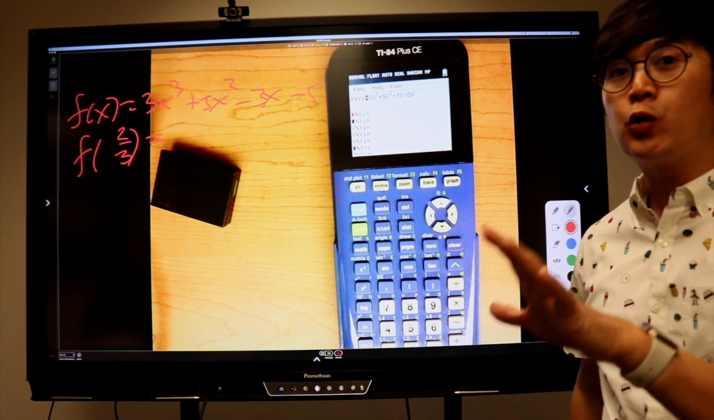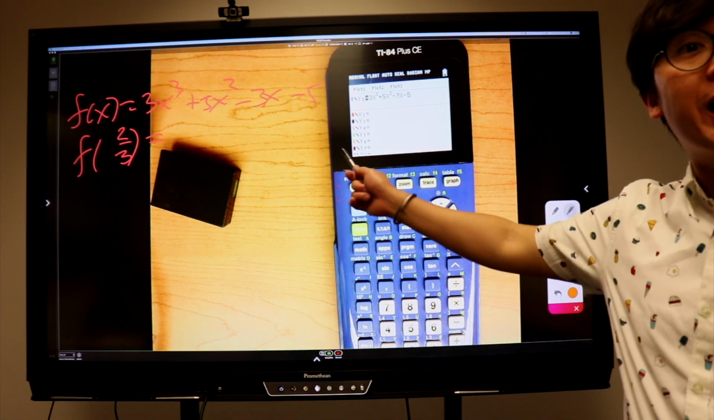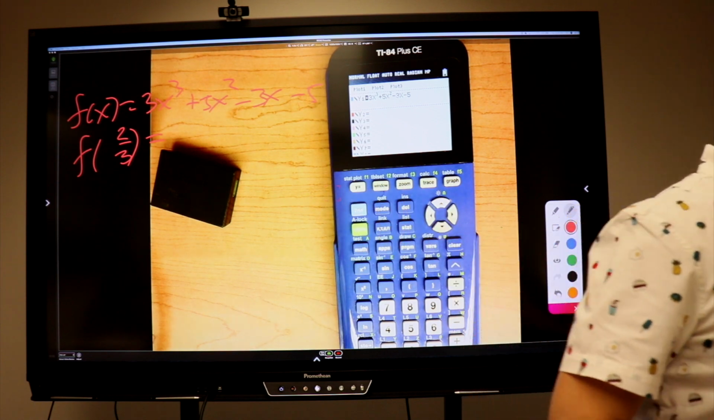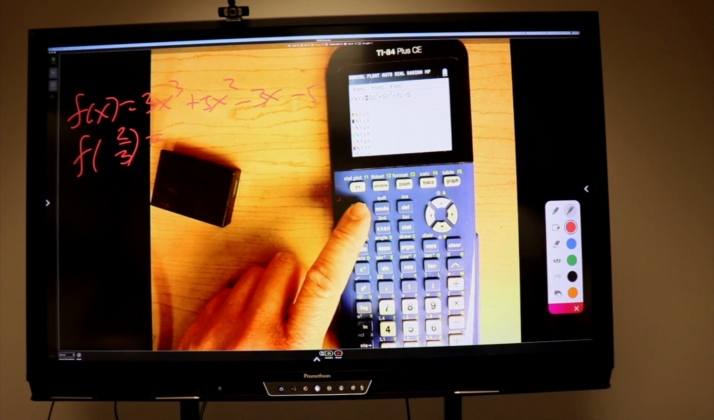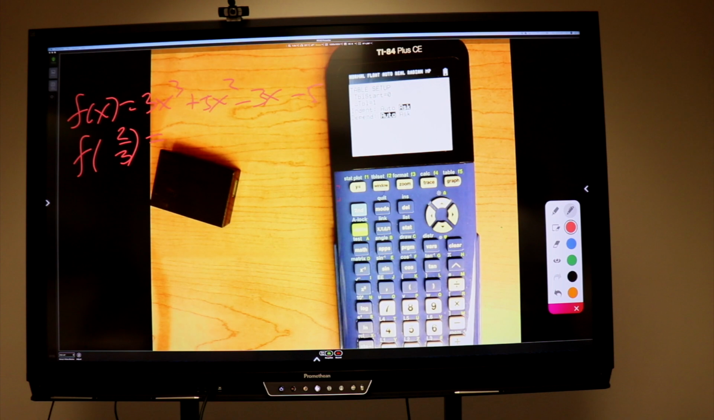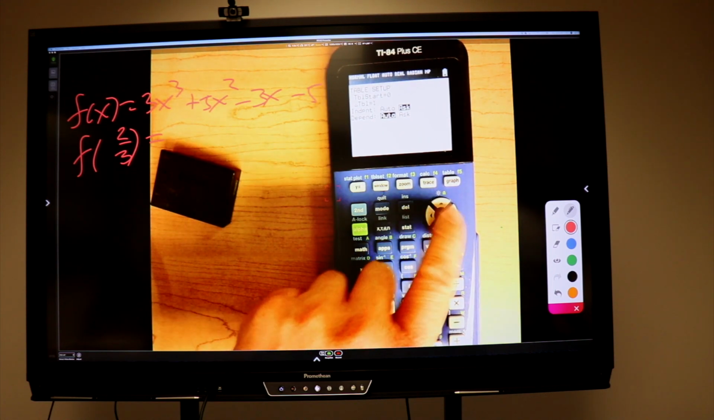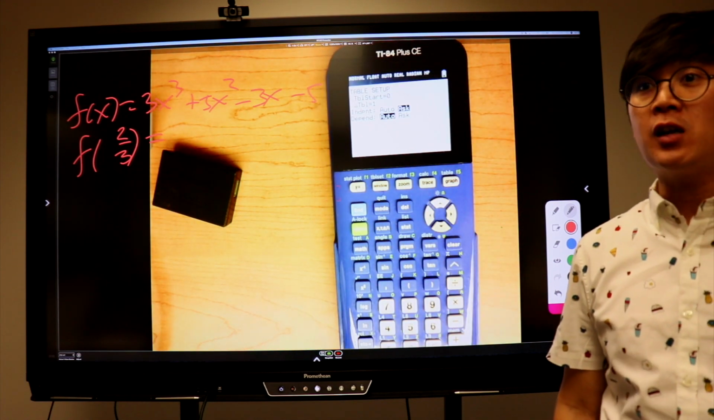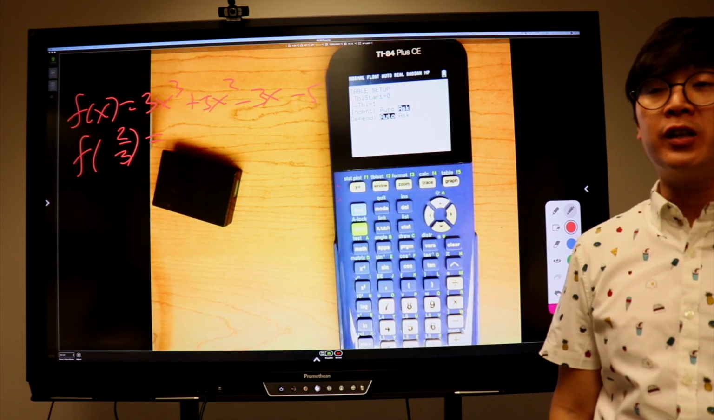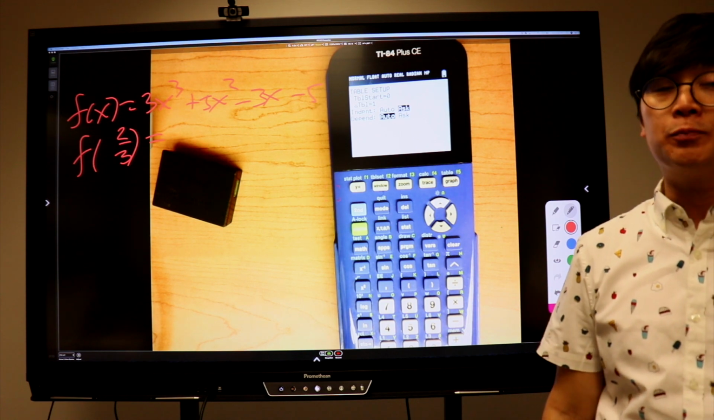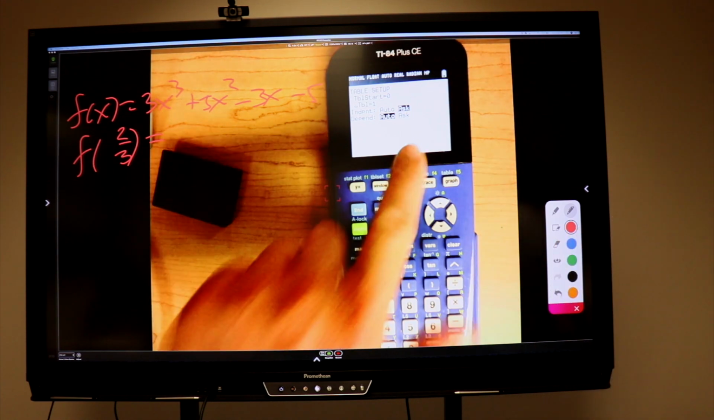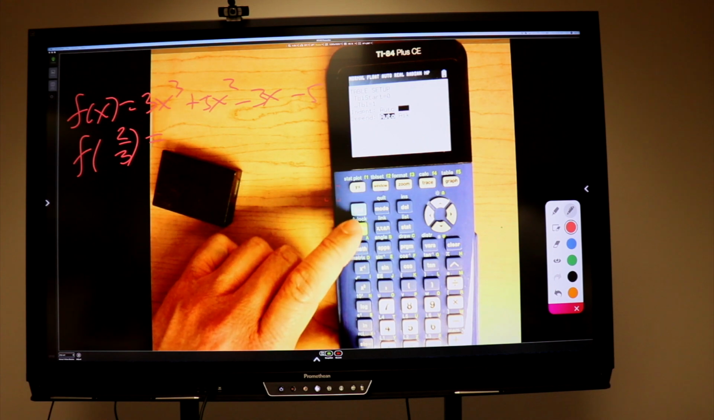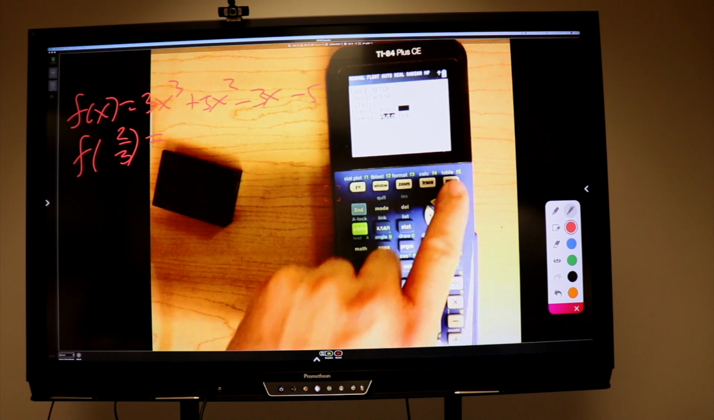So this is how you can instruct your calculator to do the calculation for you. Go to second function, window. Go down, and for independent, go to ask instead of automatic. Because if it's automatic, your calculator will produce the numbers for you. But we don't want that. We want to produce our own numbers. So now that it's ask, go to second function, graph.